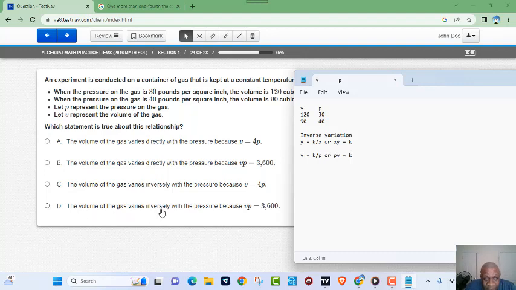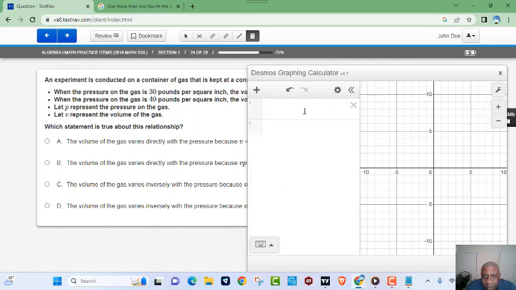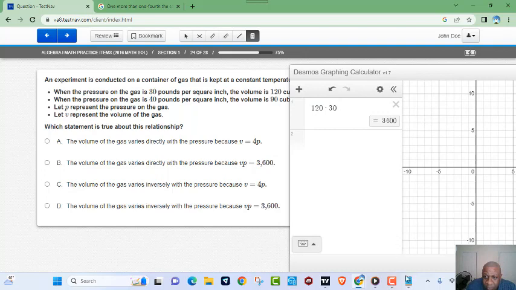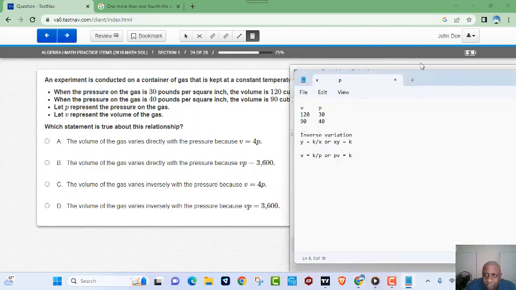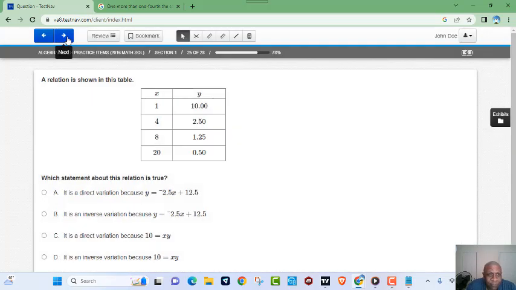The volume of gas varies inversely with the pressure because the volume times the pressure is 3,600. Well, let's see, 120 times 30. That's 3,600. Then, what else did we have? We had 90 times 40. Yep, they both say 3,600. So volume times pressure is 3,600. It's answer choice D.